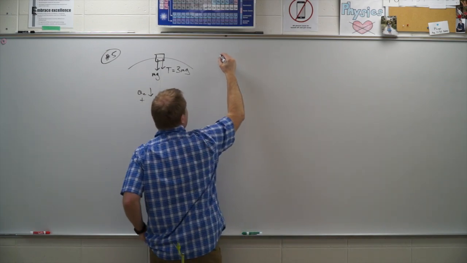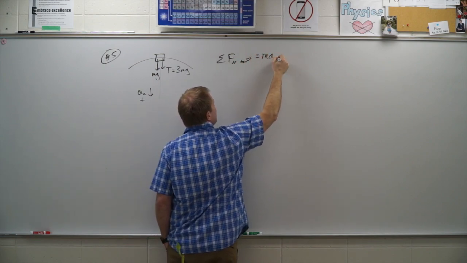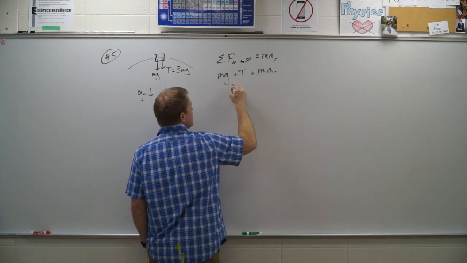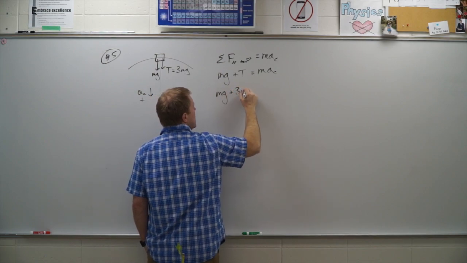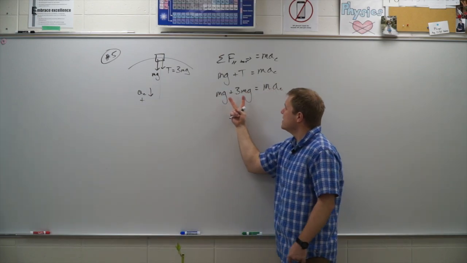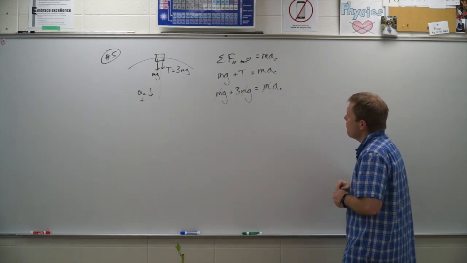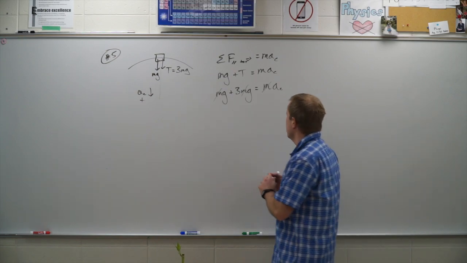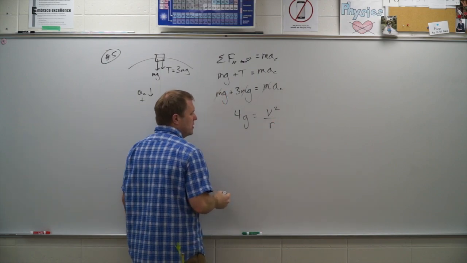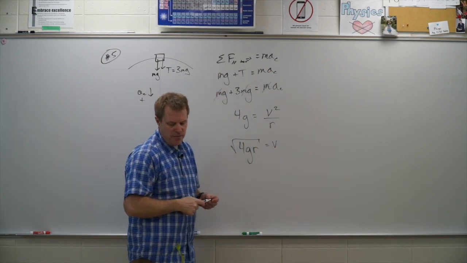Now I need to sum up the forces parallel to the radius and set it equal to m a_c. So I have mg plus tension equals m a_c. So I end up with mg plus 3mg equals m a_c. We'll see our m's cancel there. Now I have 4g equal to a_c, but we want to know speed. So I have 4g is equal to v squared over r. So I get 4 times g r, square rooted, gives me v.